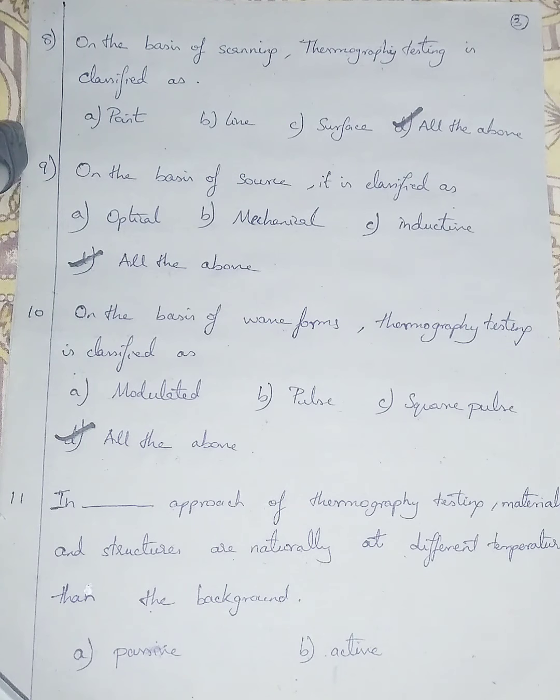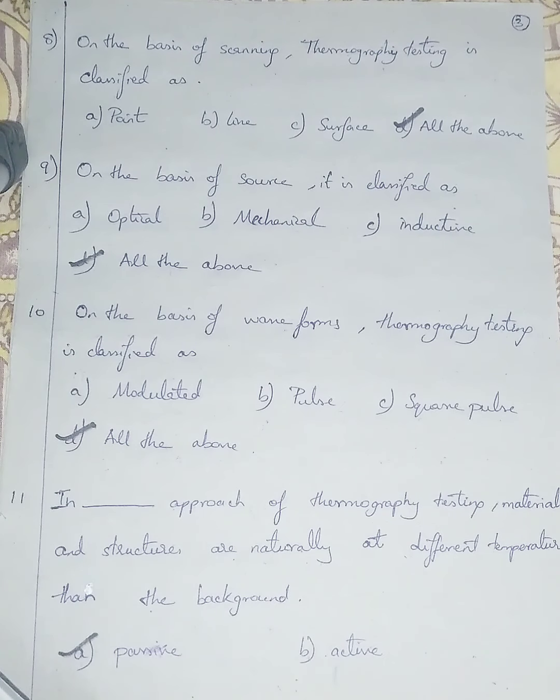Question number 11. In dash approach of thermography testing, materials and structures are naturally at a different temperature than the background. Option A is passive and option B is active. The materials and structures have a temperature, and the surroundings have a temperature. If both temperatures vary, then thermographic testing will be carried on. Such an approach is called the passive approach. So I'm going with option number A, passive.